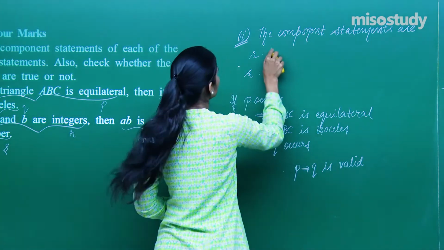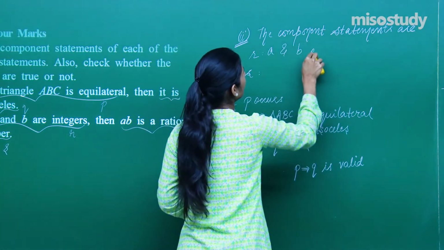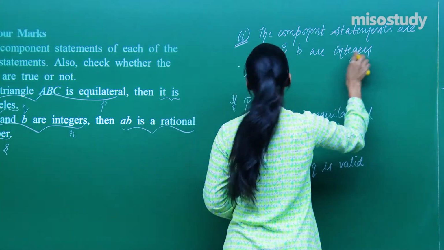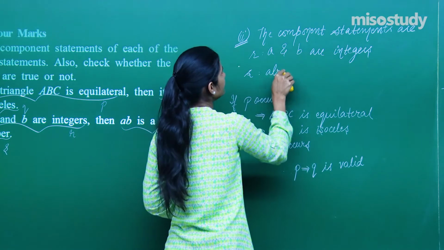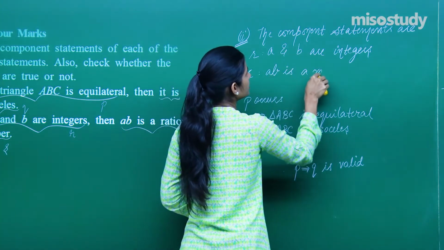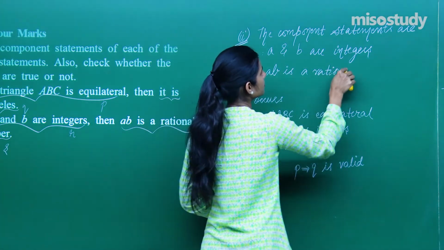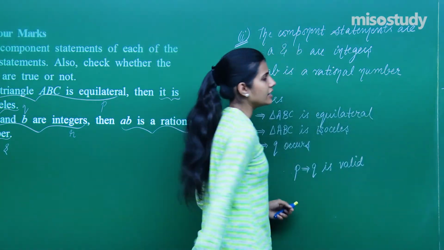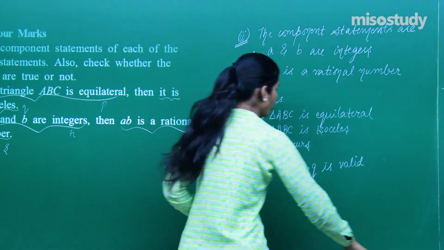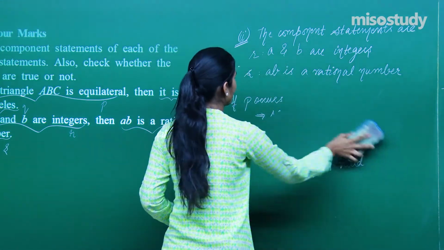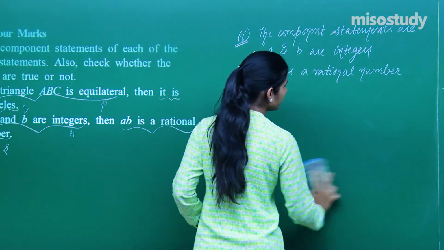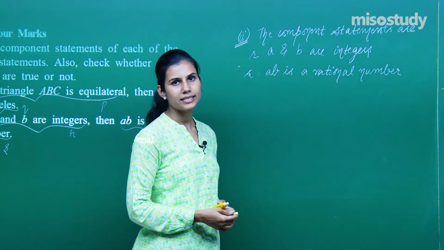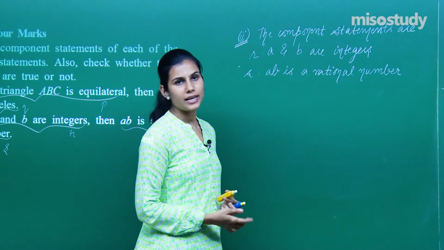R is A and B are integers, and S is that A into B is a rational number. Is it clear? A into B is a rational number. How can you say that if R then S is a valid or an invalid statement? Again, whenever R occurs, then S has to occur. If that happens, then R implies S is a correct or true or valid statement.